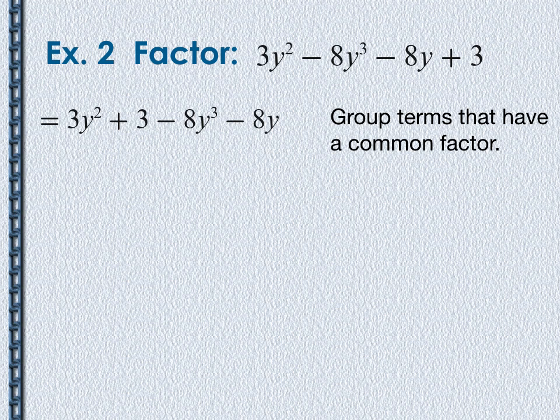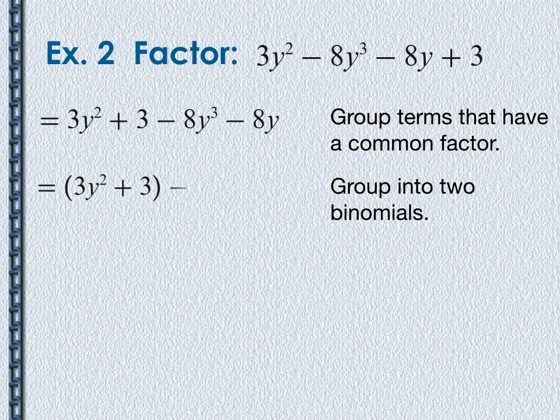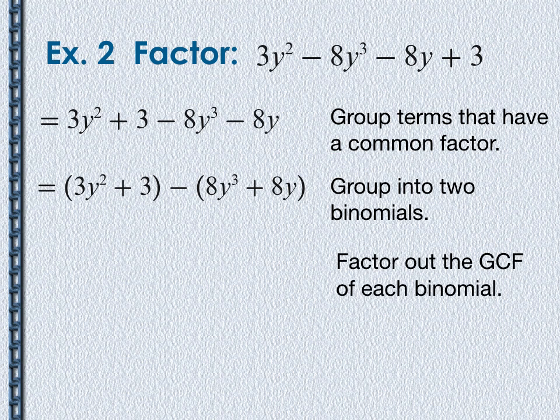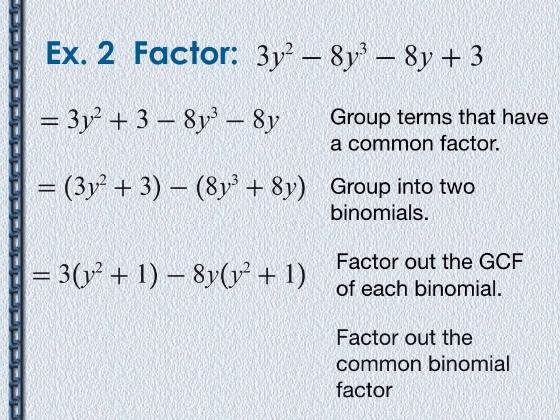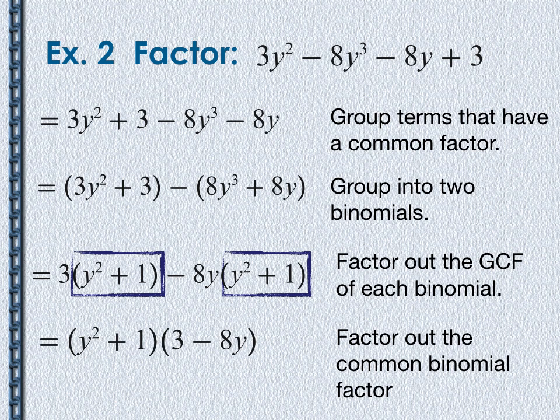The first group will be 3y squared plus 3. But then I'm going to subtract off 8y cubed plus 8y. Notice how I had to think about my signs. Let's factor out the GCF from each binomial. We'll take out the 3 and the 8y. The y squared plus 1's are going to match, which we can factor out. Our final answer in factored form is y squared plus 1 times 3 minus 8y.